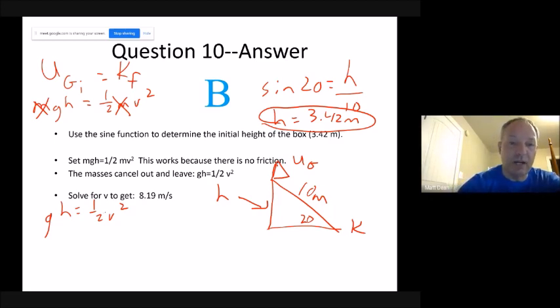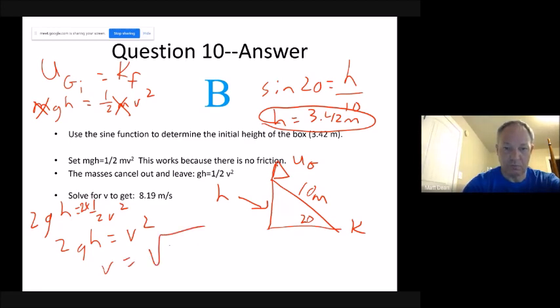We need to get rid of the 1/2 by multiplying both sides by 2. So we end up with 2gh equals v squared. And then we need to take the square root of both sides. We know g is 10. We found h is 3.42. So when we solve this out for v, we end up with a final speed of the box at the bottom of the hill of 8.19 meters per second.